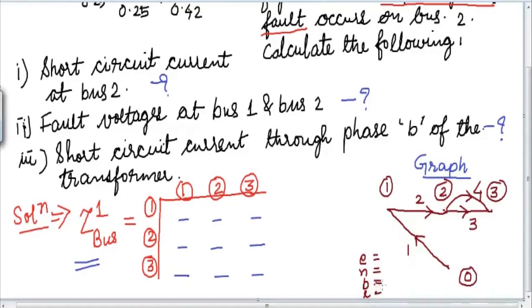So total number of elements is 4, nodes is also 4, so branch will be 4 minus 1, that is 3, and link will be 4 minus 3, that is 1. So in this way we have to identify which will be branch and which will be link. So it's very simple here.